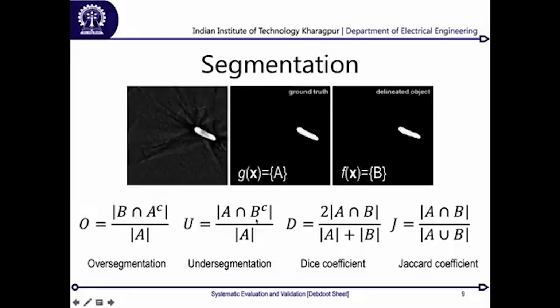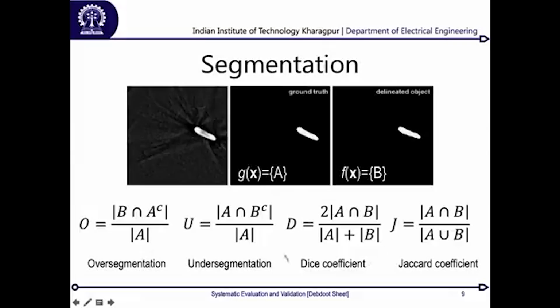Under segmentation is the reverse of it, which means that the pixels belong to the object as per the ground truth, but as per your segmentation they do not belong to the object. So you can have an under segmentation performance there. Your algorithm can have both over segmentation and under segmentation. The next one is called the dice coefficient, and this is basically twice the intersection of the areas divided by the sum of the areas. And the other one is called the Jaccard coefficient, which looks very similar to the dice coefficient, except that this is an intersection divided by the union. So if you have a perfect segmentation, this would end up being 1.